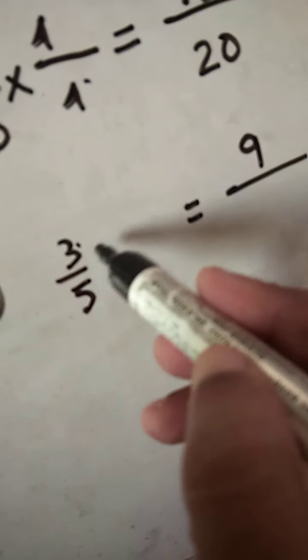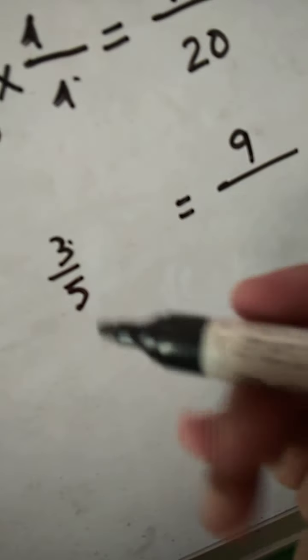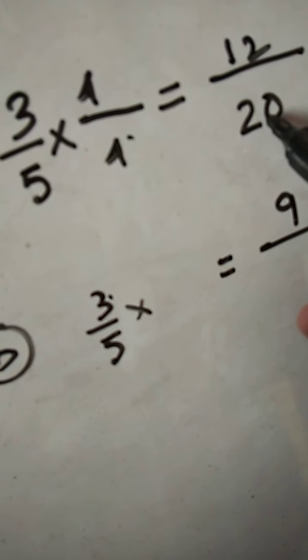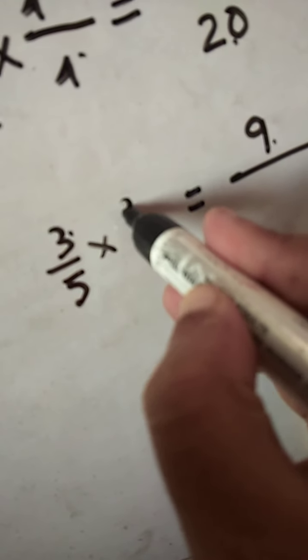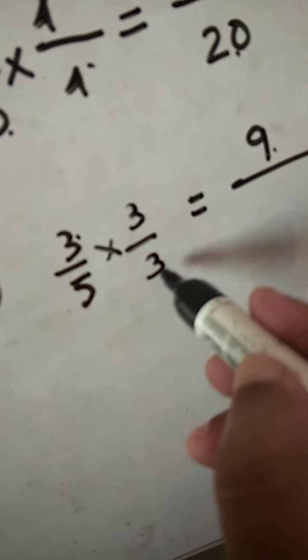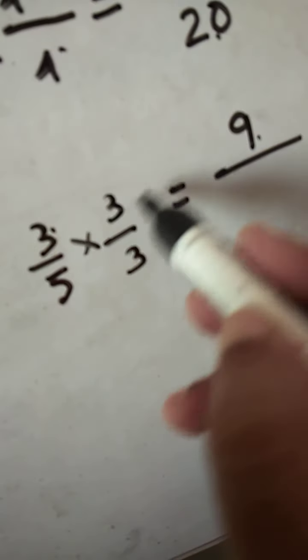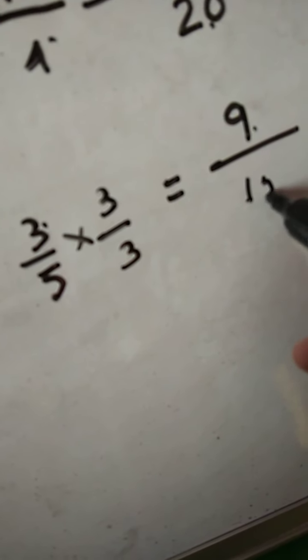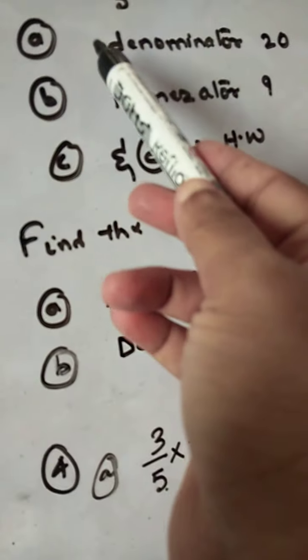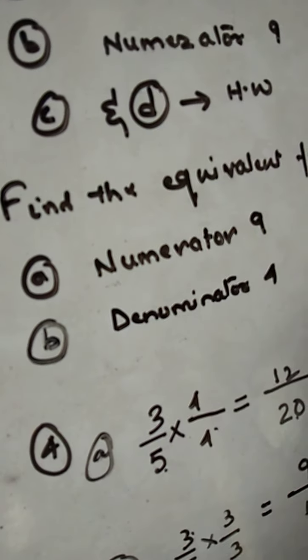Similarly, 3 is here, you have to make it 9. So 3 is small, 9 is a bigger number. So obviously we have to multiply something to make it 9. Okay, so we'll do the same thing: 9 divided by 3, like 20 divided by 5 in the previous sum. Now 9 divided by 3 is 3. So 3 would be multiplied with the numerator. But when you multiply 3 with the numerator, the same thing you have to do with the denominator also. So 3 3s are 9 and 5 3s are 15. It's very, very easy. Okay, so I hope you have learned sum number A and B. So you will do C and D as homework.